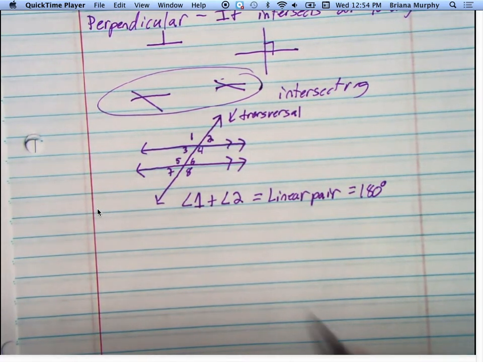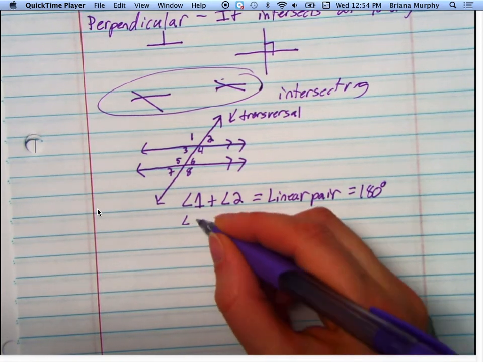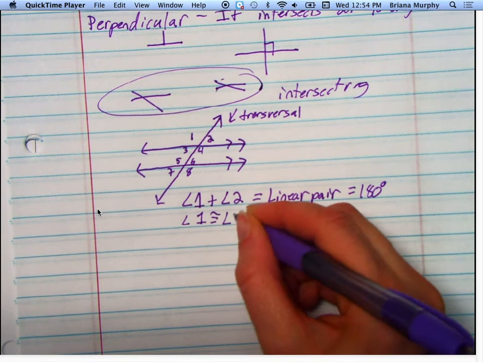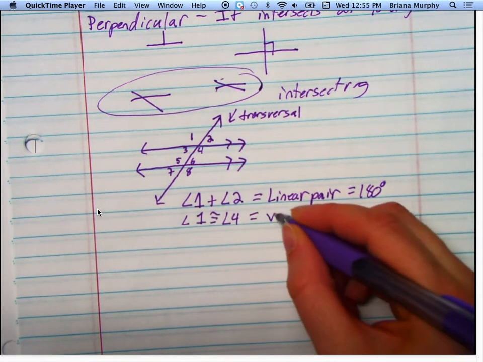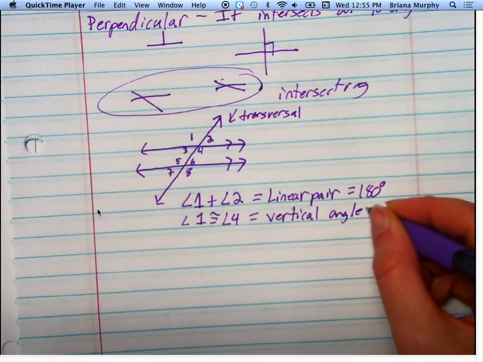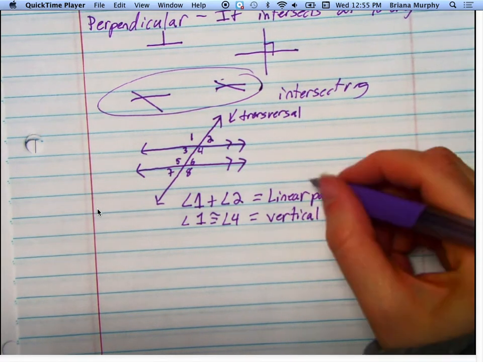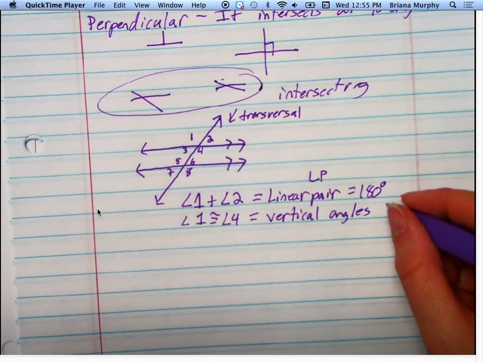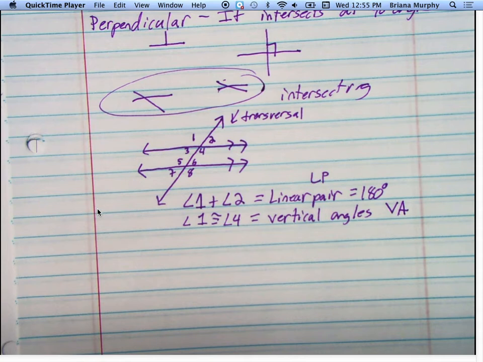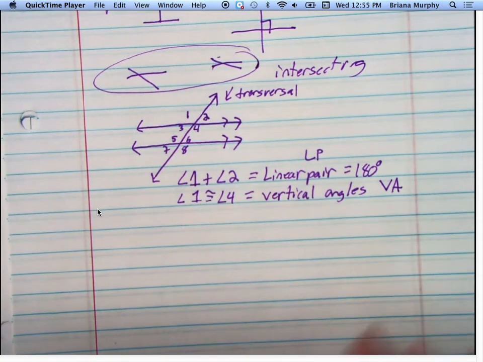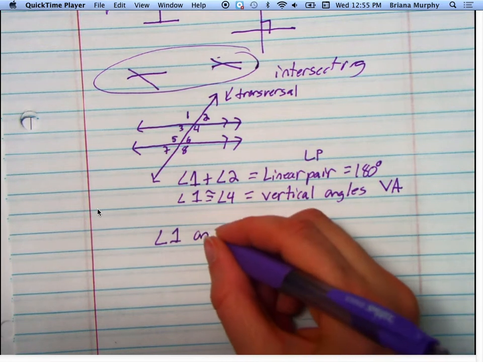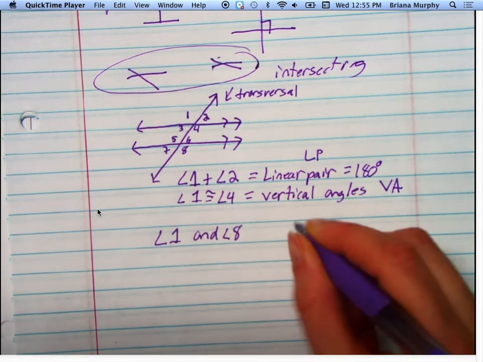Then we're going to talk about angles 1 and 4. They're congruent. We call those vertical angles. For a linear pair, oftentimes I'll just say LP. And for vertical angles, I'll often say just VA, vertical angles. Angle 1 and angle 8 are congruent.